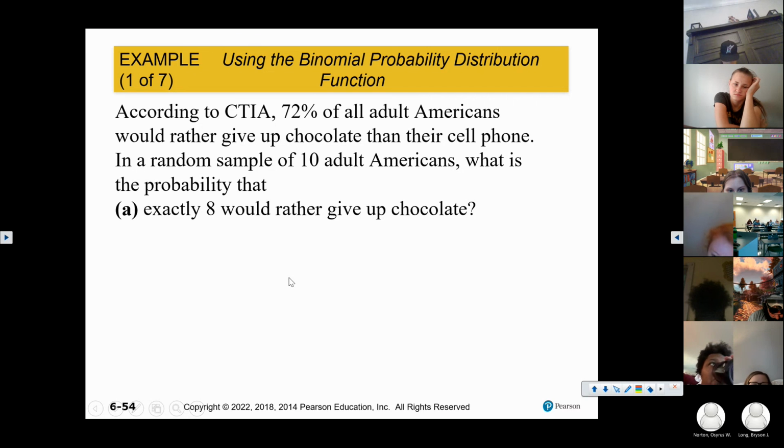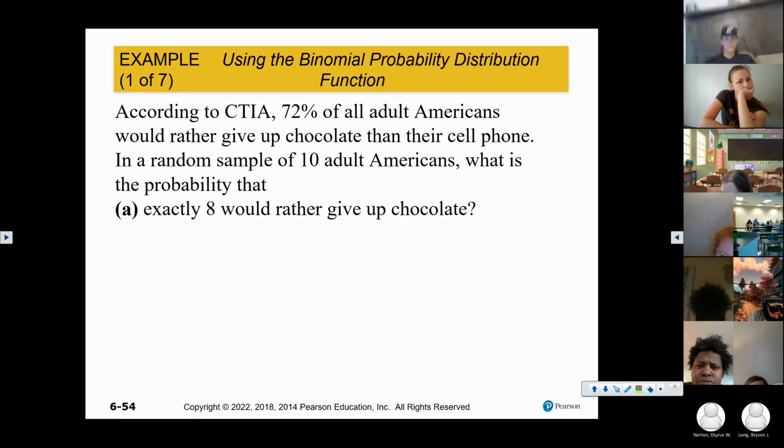Here's an example. Somebody tell me what n is. How did you know that? It's the largest number. You listened. Thank you. It's always the largest number. Well, what about 72? 72 is a what? It's a percent. That's P. Change it to 0.72. And what is X? The only number left, 8. What does it say? Exactly.